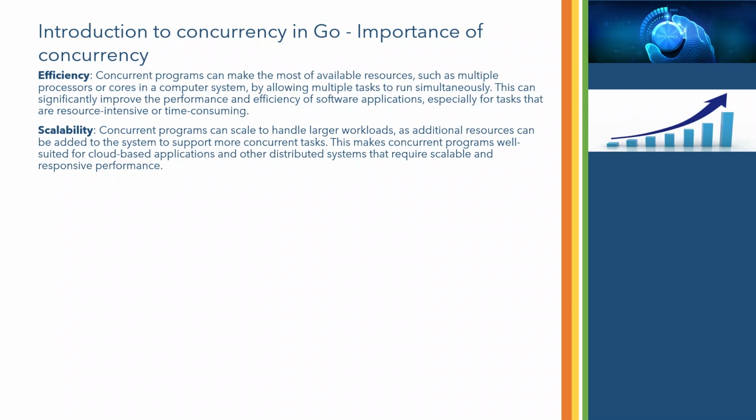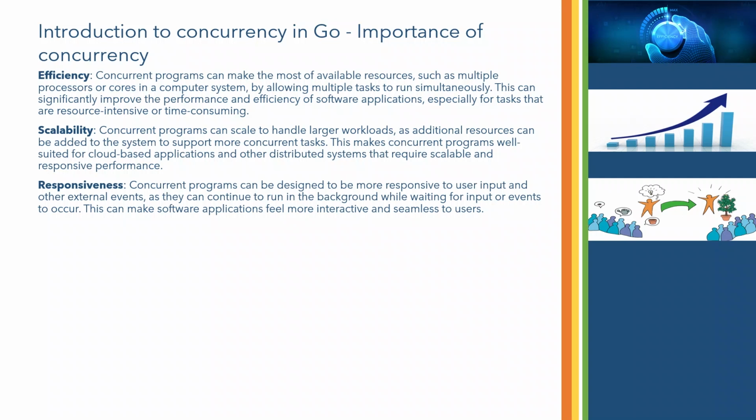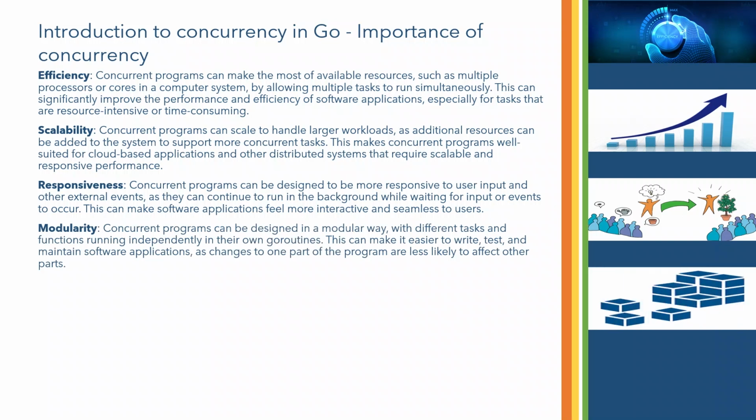Scalability. Concurrent programs can scale to handle large workloads, as additional resources can be added to the system to support more concurrent tasks. This makes concurrent programs well suited for cloud based applications and distributed systems that require scalable and responsive performance. Responsiveness. Concurrent programs can be designed to be more responsive to user input and other external events, as they can continue to run in the background while waiting for input or events to occur. This can make software applications feel more interactive and seamless to users.